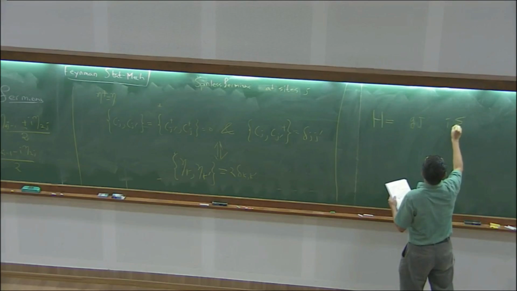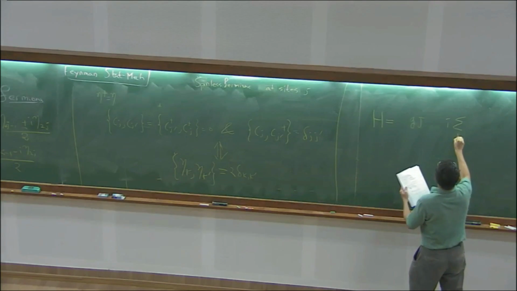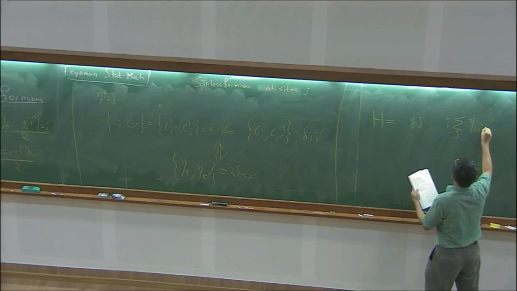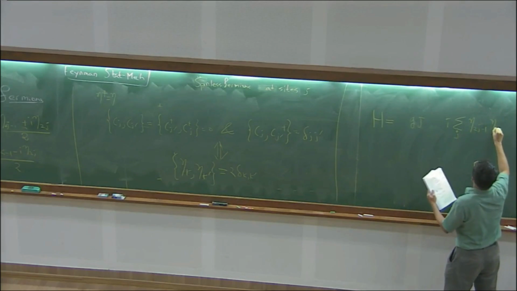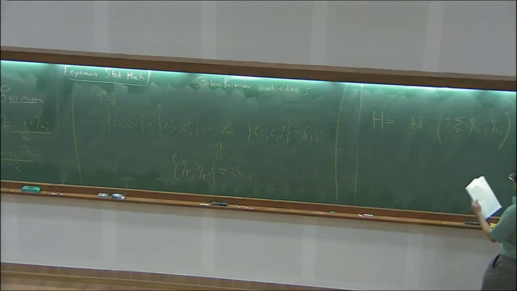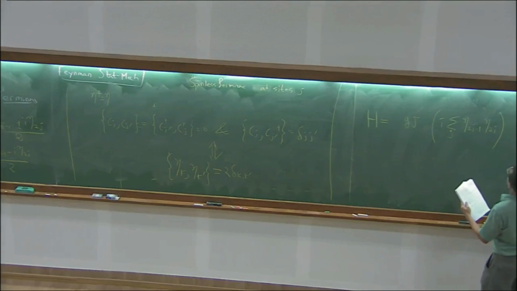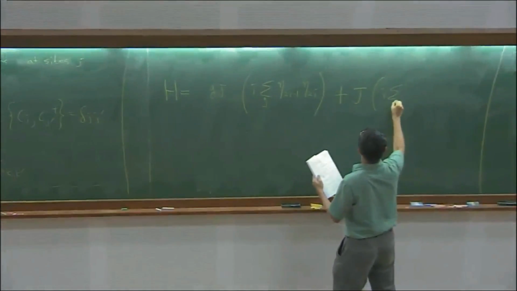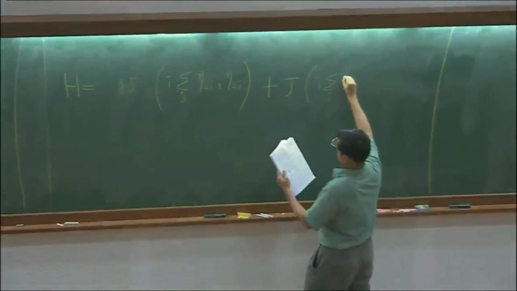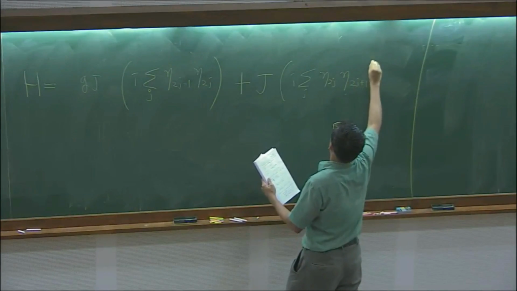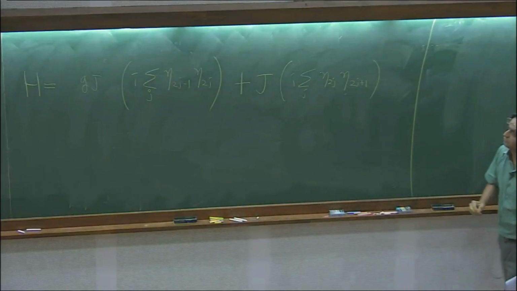G_j, i, sum over j, eta_{2j-1} eta_{2j}, okay, plus J_j, i, sum over j, eta_{2j} eta_{2j+1}. Okay.